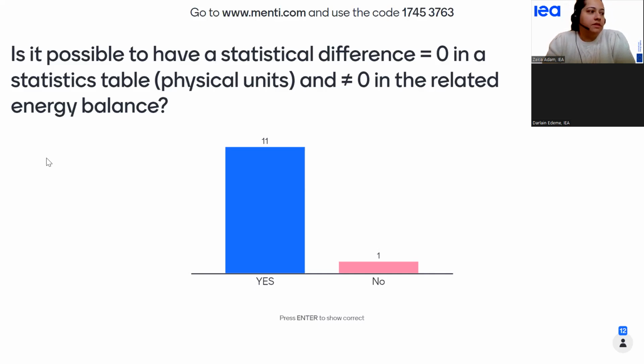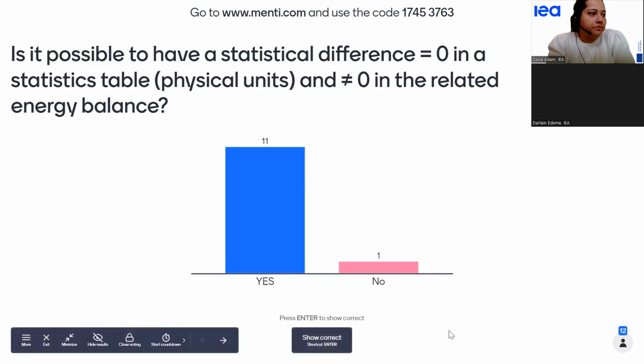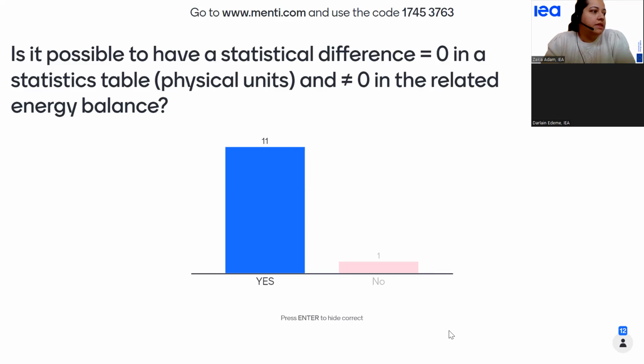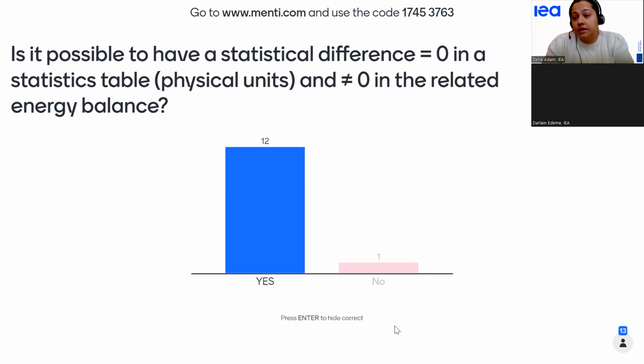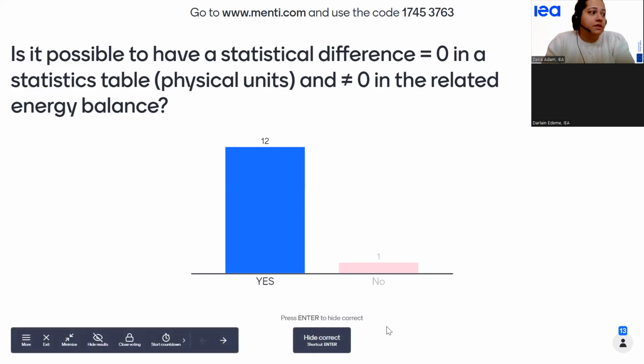So very good. Let's look at the right answer. So indeed, this is possible. You will see in the presentation, where I will explain this in more detail, that sometimes if you're not using the good calorific values for the different products and flows, you can end up with a statistical difference in energy terms that did not exist in physical terms.